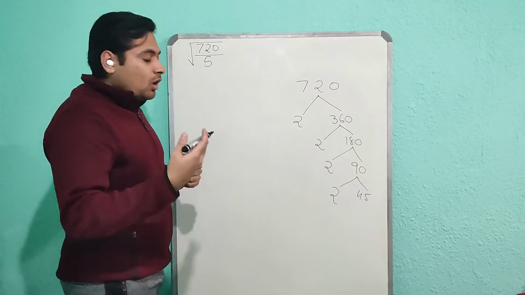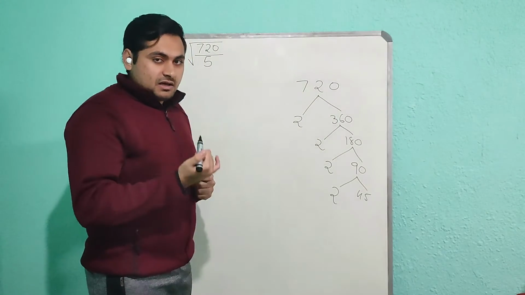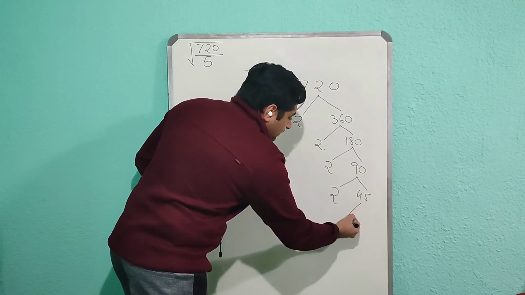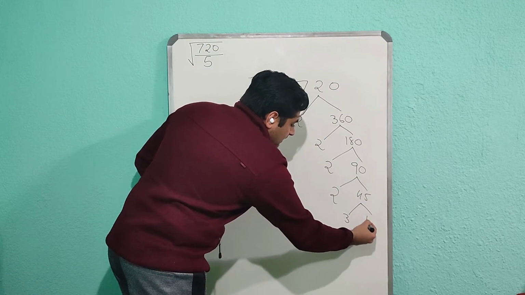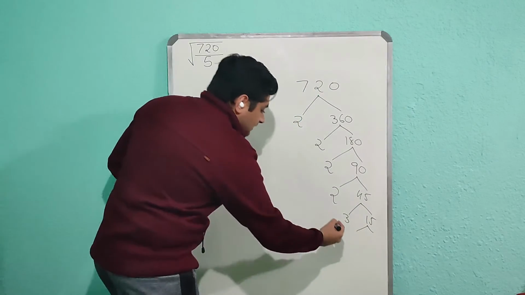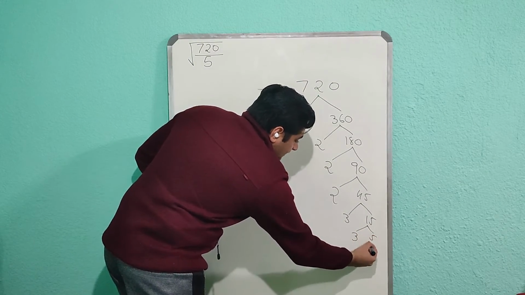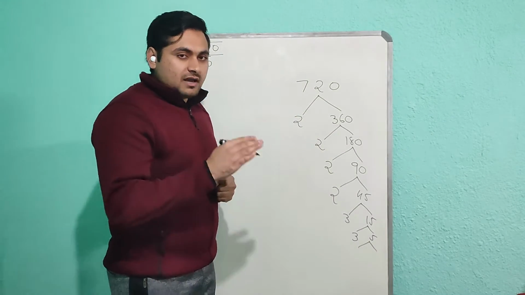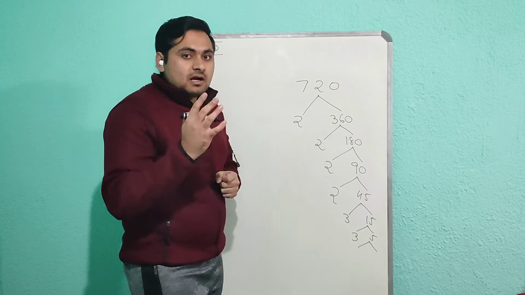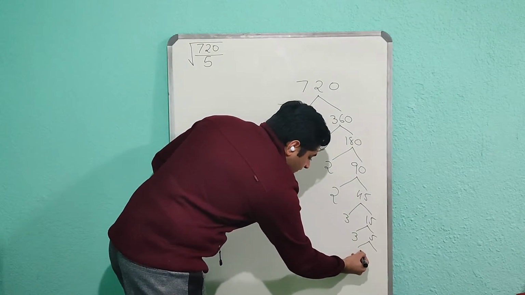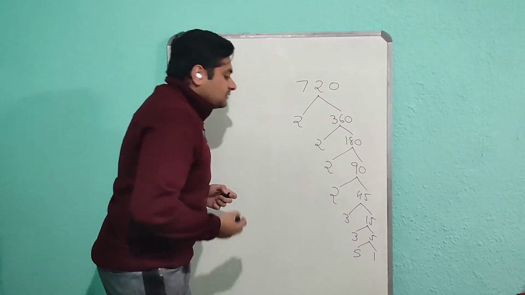45 is now an odd number, right? So it's either divisible by 3, 5, 7 or 9, but the smallest divisor is 3. So 45 divided by 3, we get 15. 15 is again an odd number, so 15 divided by 3, we get 5. Now finally, 5, what's the smallest divisor of 5? It can't be 3, right? Because 5 divided by 3, we get a decimal, or there is a remainder. So the next number is 5. So 5 divided by 5, we get our answer as 1.